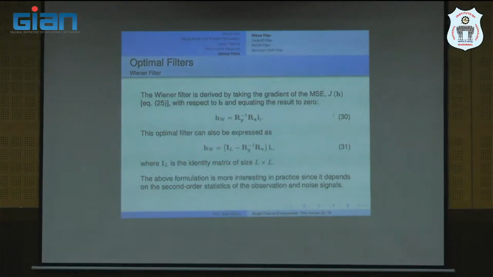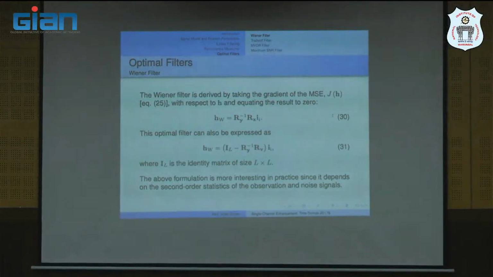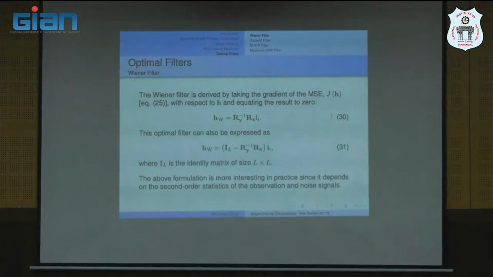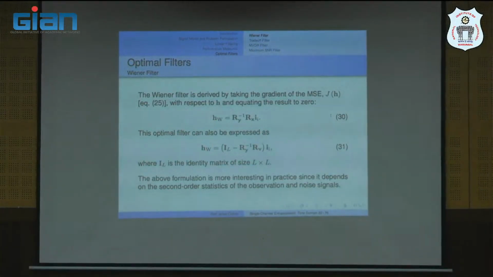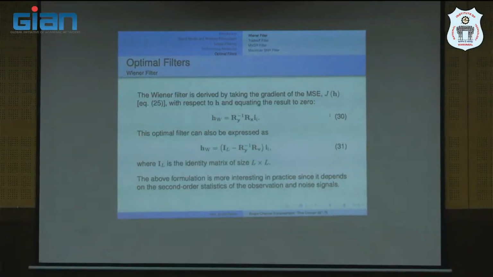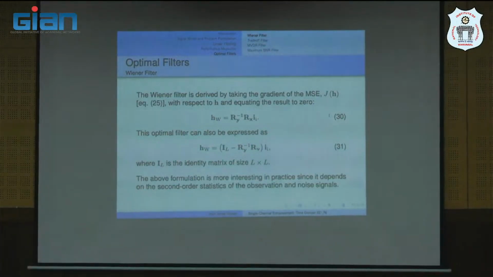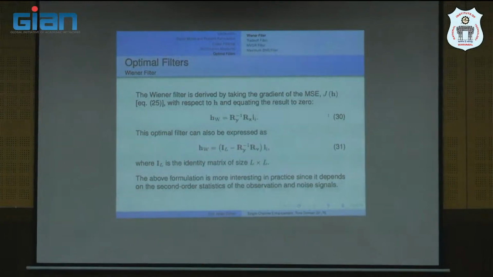And the estimation of Rx and Rv or Ry depends on the application, and different estimates of these matrices will generate different results, different performances. And this is a topic by itself.